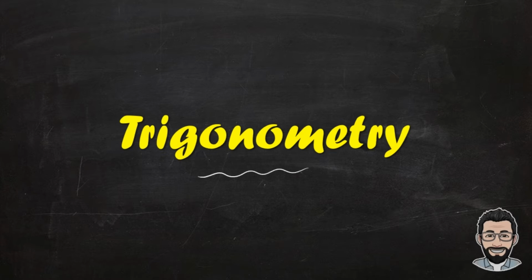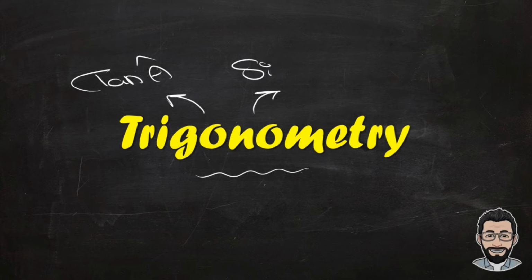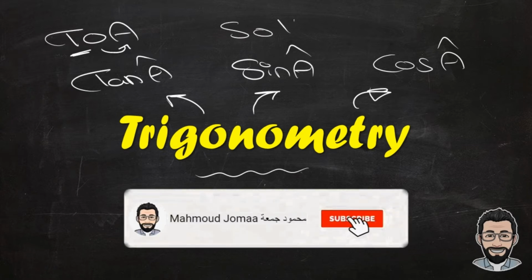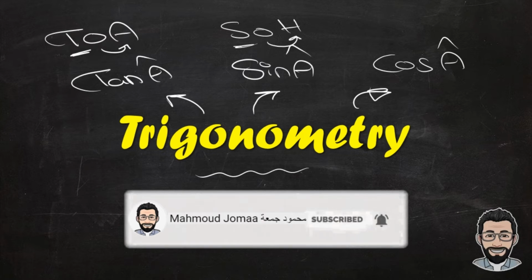We're still studying trigonometry, and we talked about tan of an angle, for example A, and we talked about sine of an angle, and today we're going to talk about cosine of an angle. We said that tan equals opposite over adjacent, and sine equals opposite over hypotenuse. And today we're going to talk about cosine.